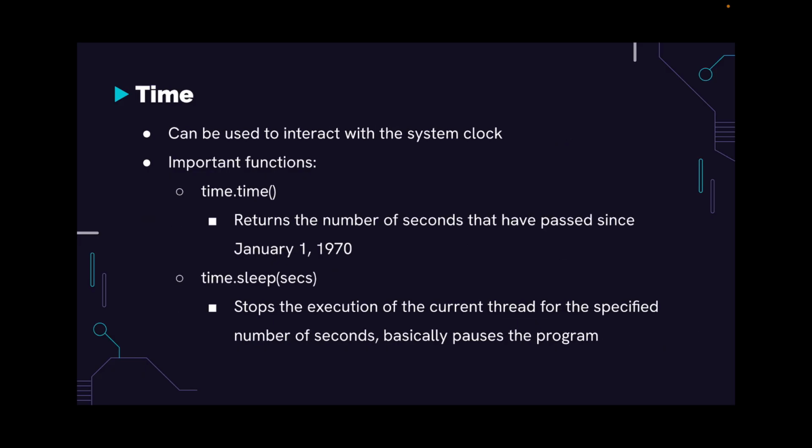Time. Time can be used to interact with the system clock. Important functions from time include time.time, which returns the number of seconds that have passed since January 1st, 1970, and time.sleep(secs), which stops the execution of the current thread for the specified number of seconds. So it essentially pauses the program.